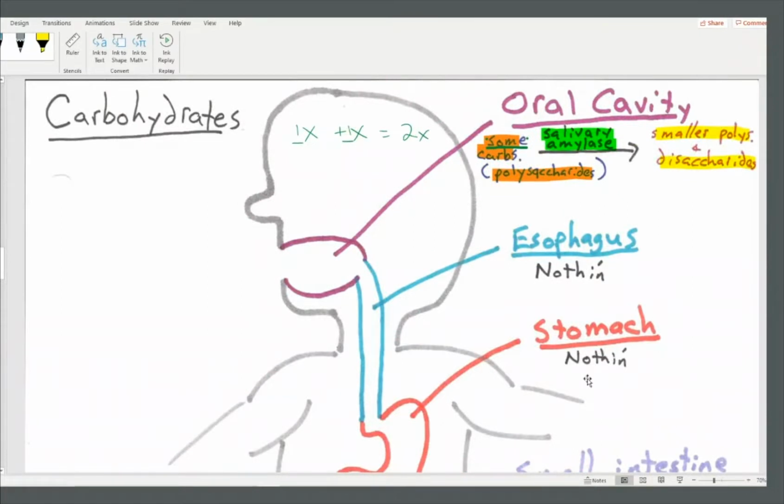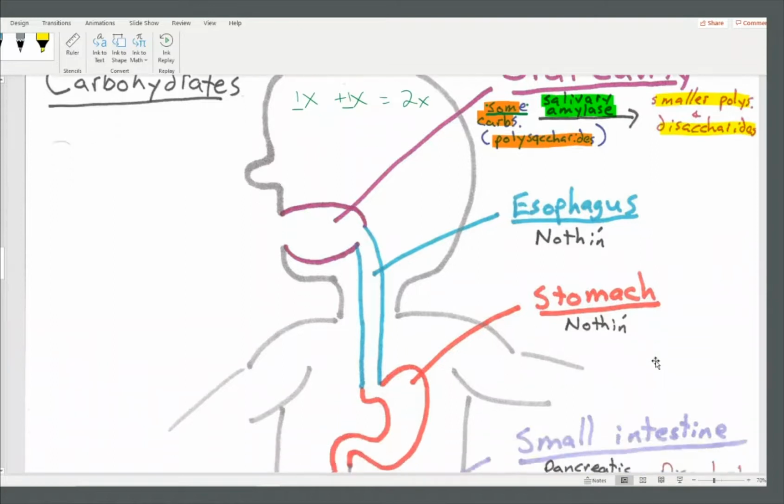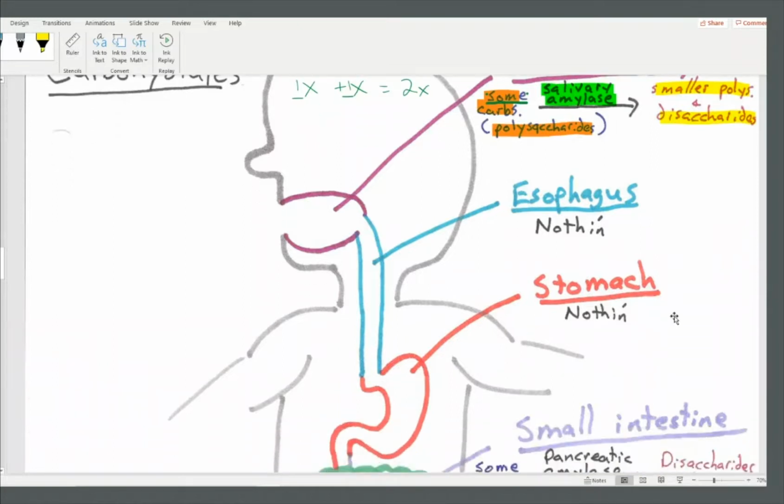So what chemical digestion of carbohydrates happens in my esophagus? Nothing at all. No digestive enzymes released in my esophagus. In my stomach, no hydrolase enzymes that work on carbohydrates in my stomach either. You thought your stomach was so important. No, the small intestine's where all the action is. We know that.